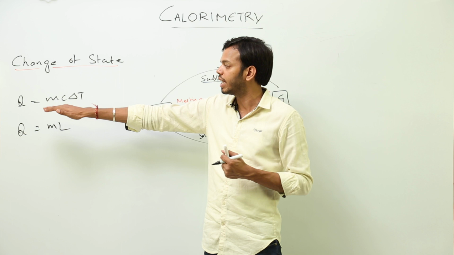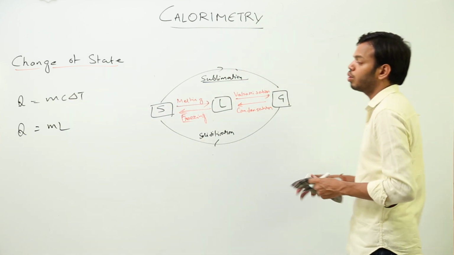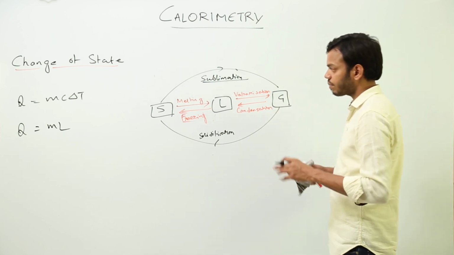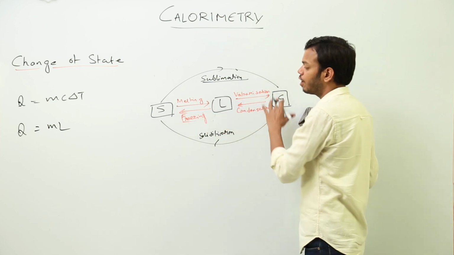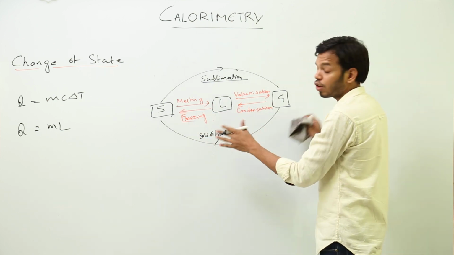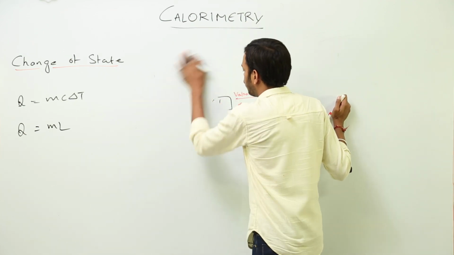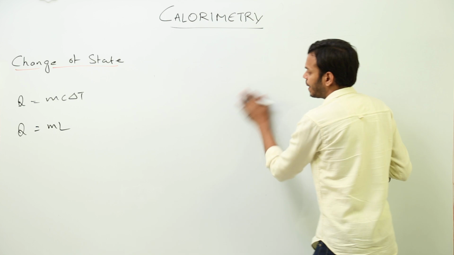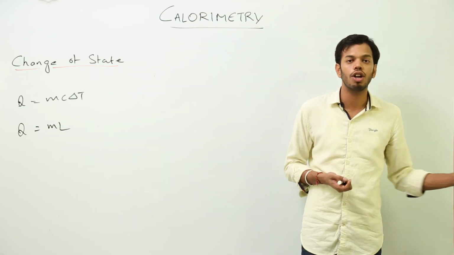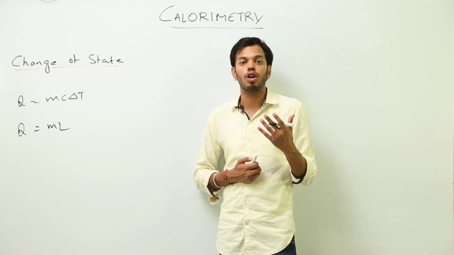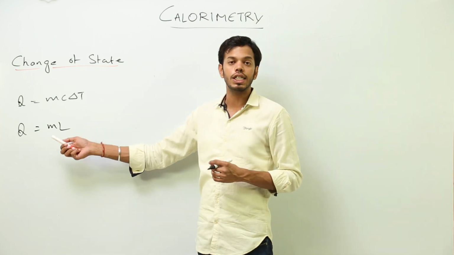In that case, we'll be using another formula, which is mc delta T. The important point to be noted here is the names: latent heat of melting, latent heat of vaporization, latent heat of freezing, latent heat of solidification, etc. Now the important point I was telling you about was, what will happen if the process taking place is the conversion of one form to another? What will happen to the temperature? There will be no change in temperature during the process of change of state.